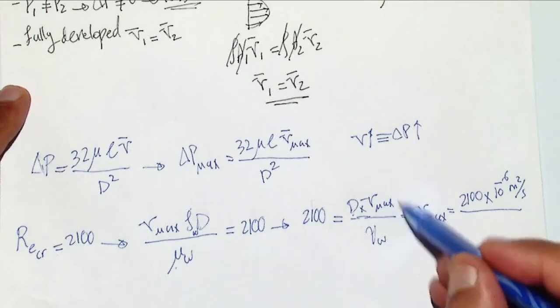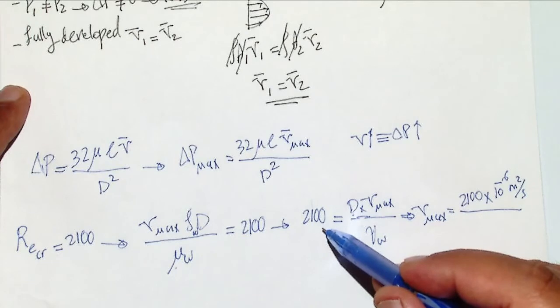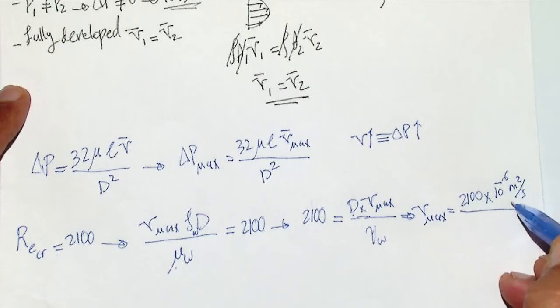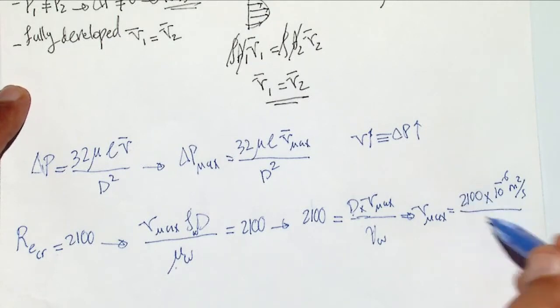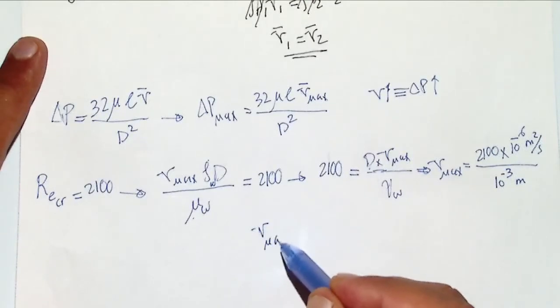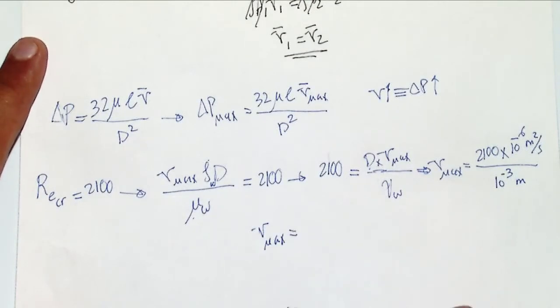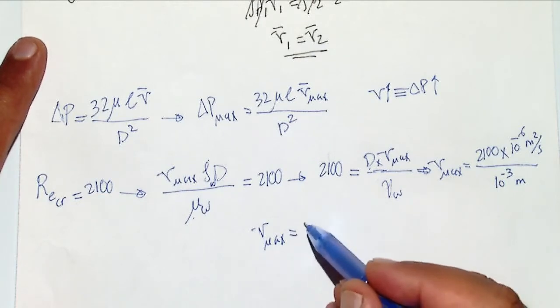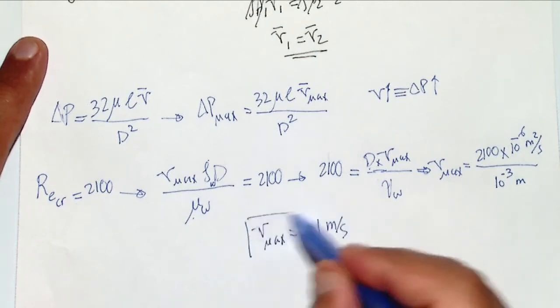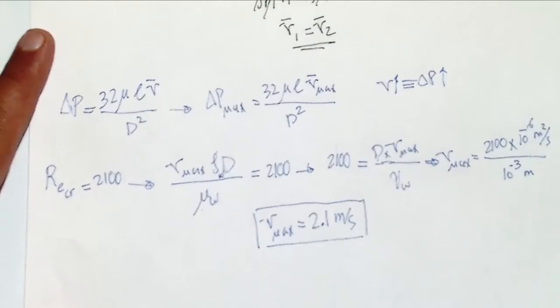So if you want to find V max, you can multiply 2100, which is your Reynolds critical, times nu of water over D. Nu of water is 10 to the power minus 6 meters squared per second, 2100 is Reynolds critical, and D of pipe is 10 to the power of minus 3 meter. If you cancel out the units, you will see that the answer is meter per second, and V max, the maximum velocity that you will have with still laminar flow, using a calculator, is going to be 2.1 meter per second. That's the way you can find out the velocity.